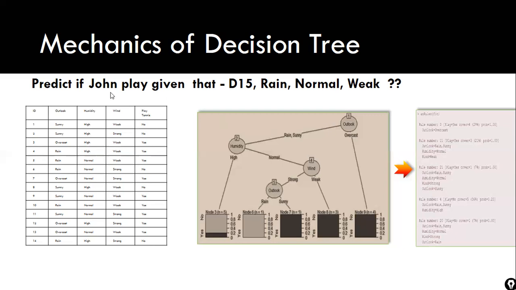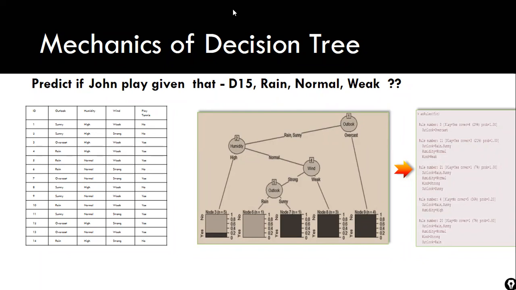Now you tell me, if John plays, given that the weather outlook is rain, and the humidity is normal and the wind is weak, can someone tell me by looking at this tree whether he will play tennis or not? So the outlook is rain. Yeah, rain and sunny come together, so it could be rain or it could be sunny. And the humidity is normal, the wind is weak. Yes, we will play tennis.